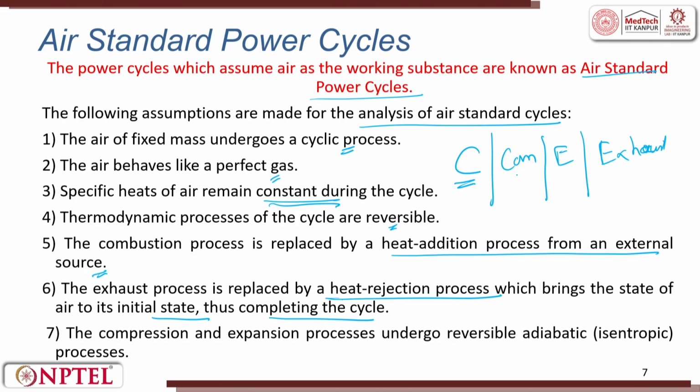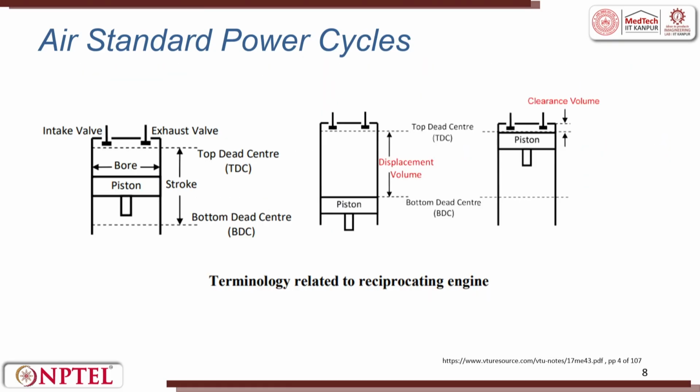Compression, and then combustion, right? In combustion, there is heat addition. In exhaust, there is heat rejection. The compression and expansion processes undergo reversible adiabatic processes. So, the air standard power cycle system looks like this.